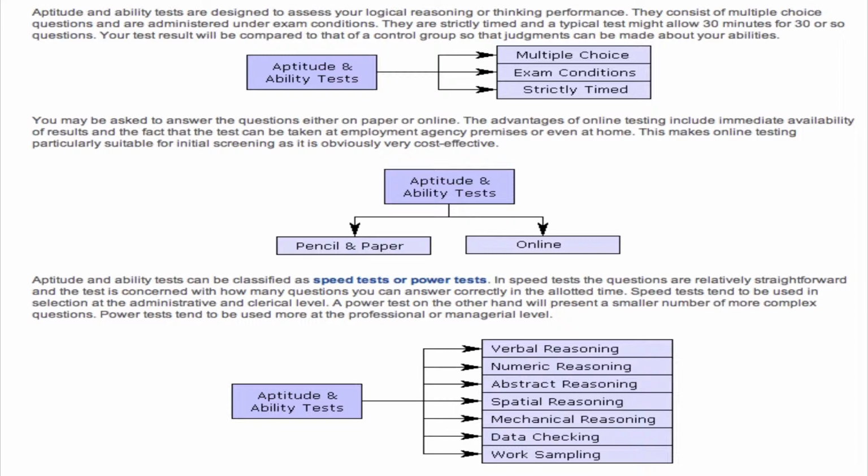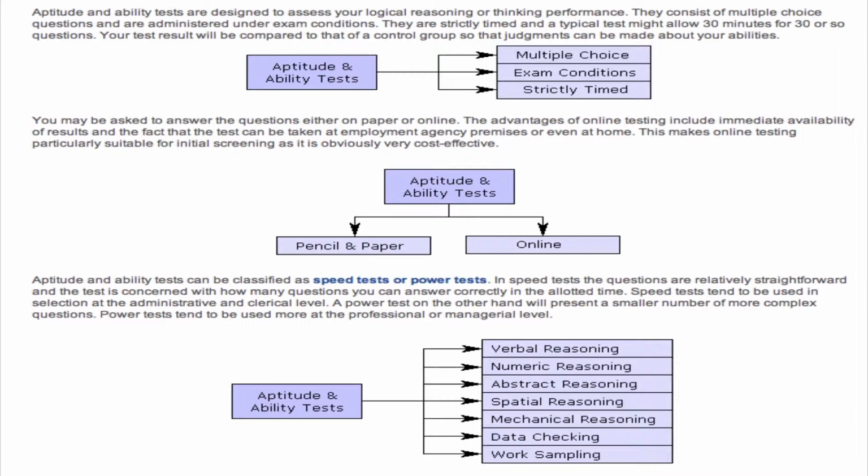The advantages of online testing include immediate availability of results and the fact that the test can be taken at employment agency premises or even at home. This makes online testing particularly suitable for initial screening, as it is obviously very cost effective.